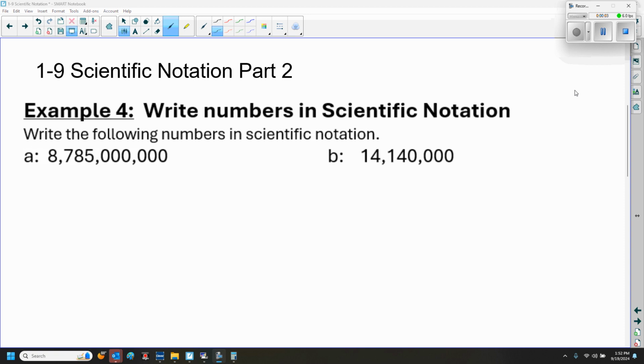This is a continuation of Lesson 1-9, Scientific Notation. Okay, so this is Part 2. So example 4 says we want to write numbers in scientific notation.